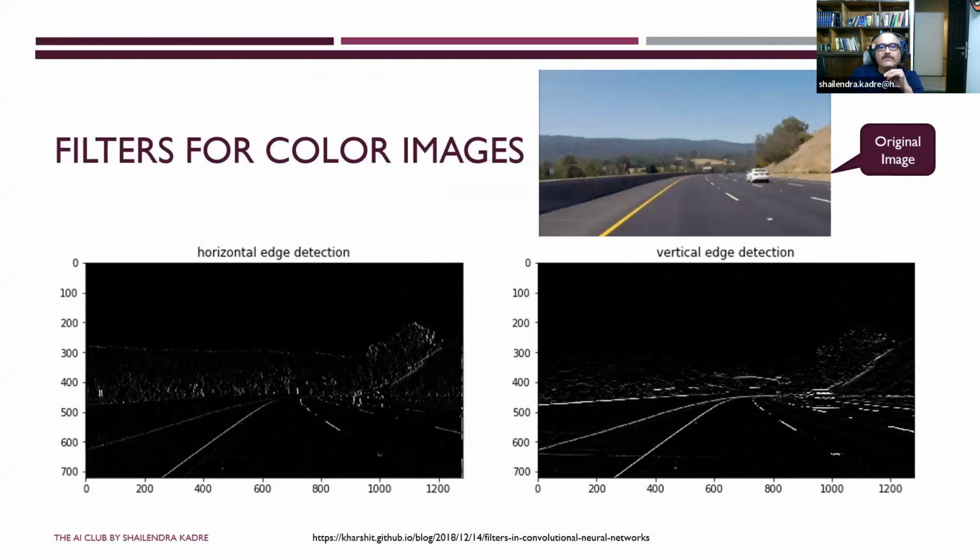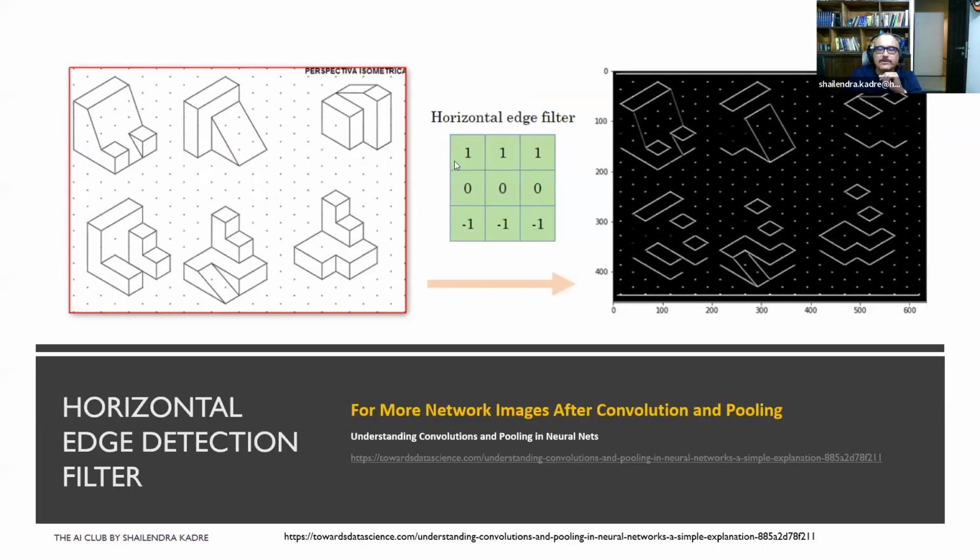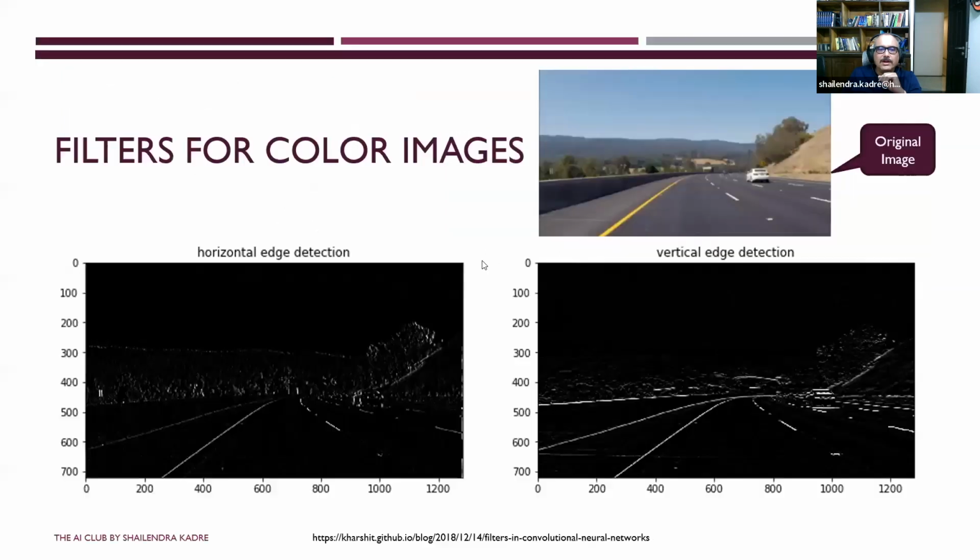Now some real life images I'm showing you, like a car going on a highway. I do it with horizontal edge detection. Horizontal edge detection means a filter like this: 1, 1, 1, 0, 0, 0, -1, -1, -1. I do convolution like this, so I'll get an image something like this. Because all the lines are curved here, there is nothing much defined as horizontal or vertical. So something like this is coming.